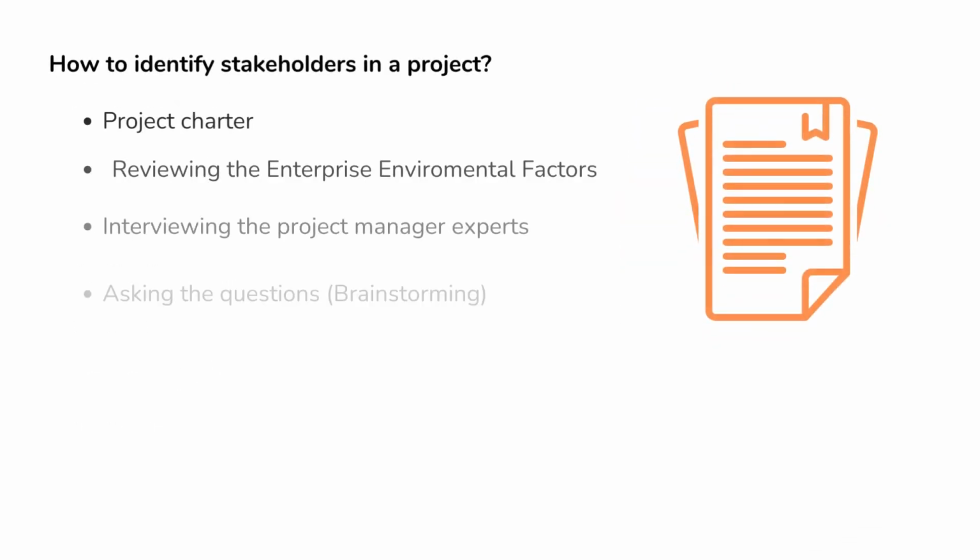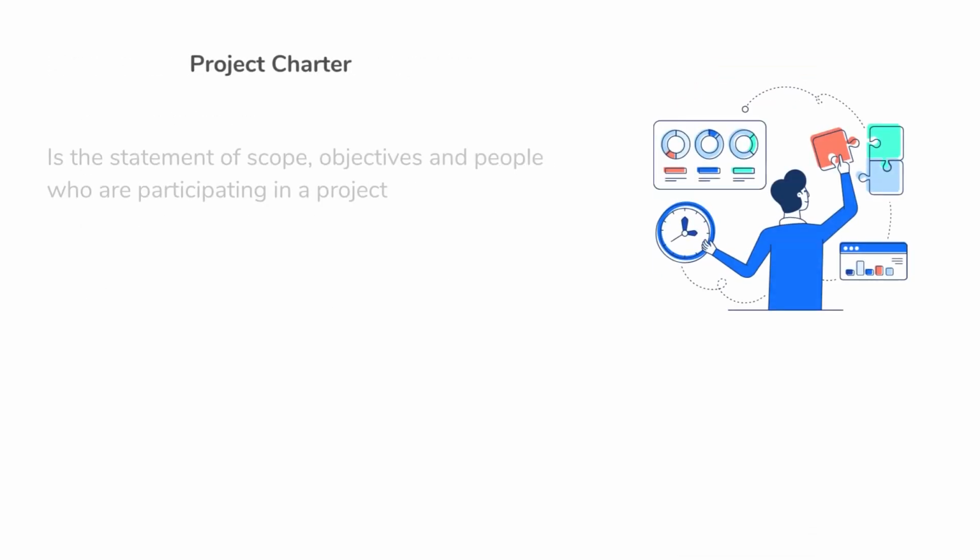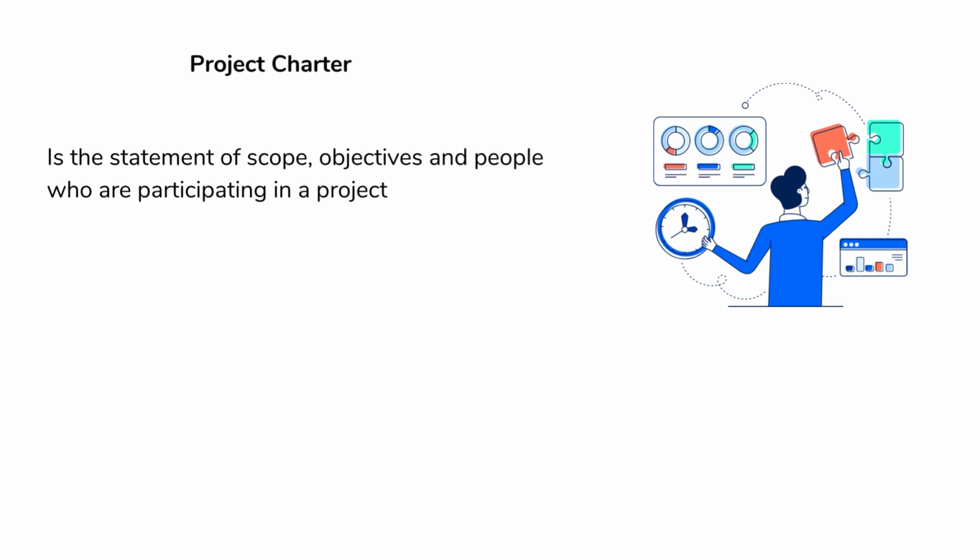How to identify stakeholders in a project? Complete the project charter, review the enterprise environmental factors, interview the project management experts, and ask questions. A project charter is the statement of scope, objectives, and the people who are participating in the project.